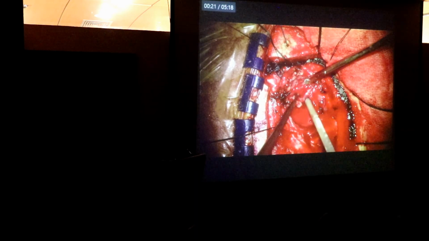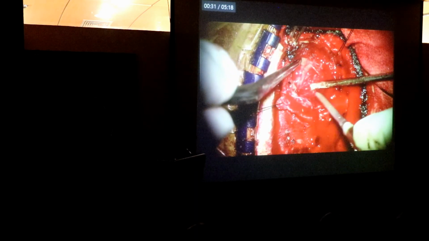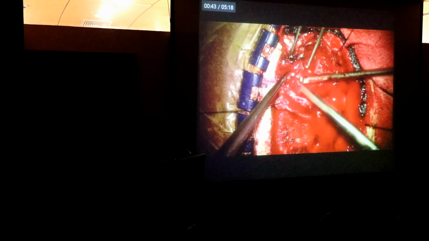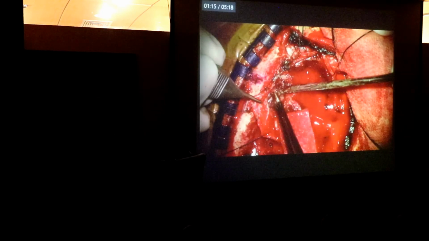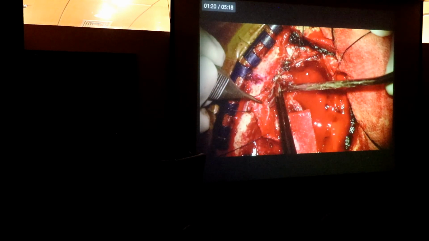So, just to show you that this tumor is vascular. This is the message here. This is a vascular tumor, and I'm attacking the solid part. The cystic part is easy. So I'm using the ultrasonic aspirator to take the tumor out.